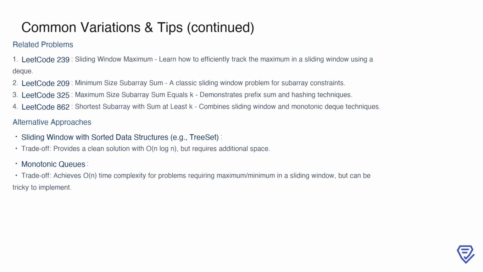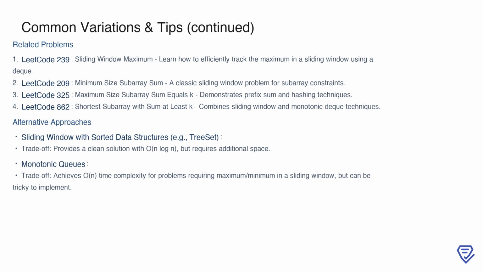This problem shares similarities with other questions that you might encounter. For instance, LeetCode 239, Sliding Window Maximum, teaches how to efficiently track the maximum value in a sliding window using a deque. Another related problem is LeetCode 209, Minimum Size Subarray Sum, which is a classic example of applying the sliding window technique to meet specific subarray constraints. LeetCode 325, Maximum Size Subarray Sum Equals k, demonstrates the use of prefix sums combined with hashing to solve subarray sum problems. Similarly, LeetCode 862, Shortest Subarray with Sum at Least k, is a more advanced variation that combines sliding window and monotonic deque techniques.